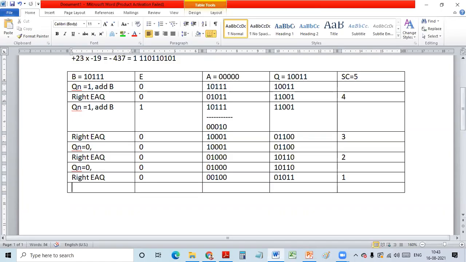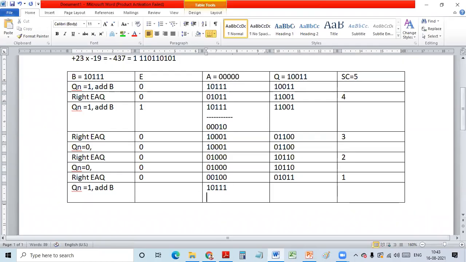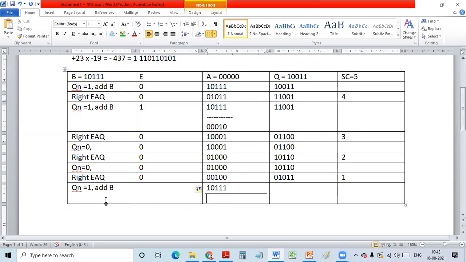Okay, not at 0. So again, inspect the least significant bit. Since it is 1, you have to perform addition. So you have to add B. B is 1, 0, 1, 1, 1. Okay, so perform the addition. What is the result? So it is 1, 1. This is 1, 0, 1, 1. Okay, there is no carry. 0, and this is 1, 1, 0, 1, 1.